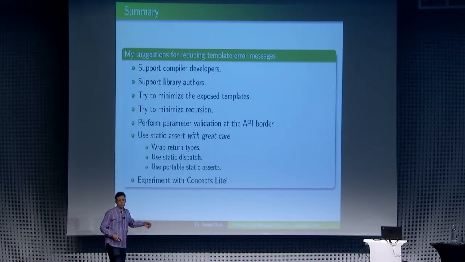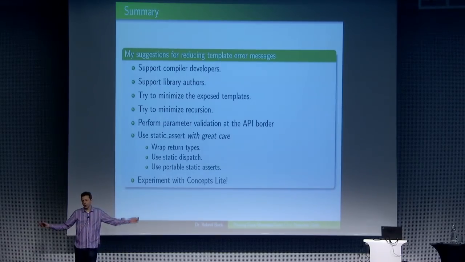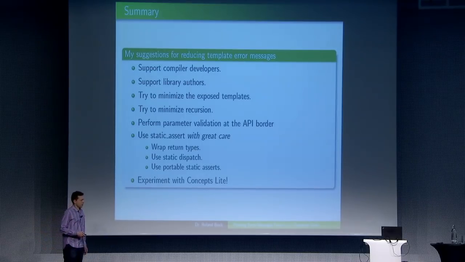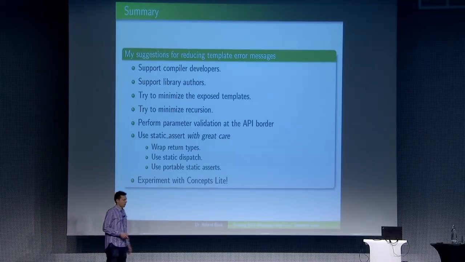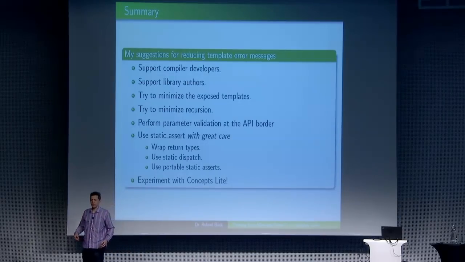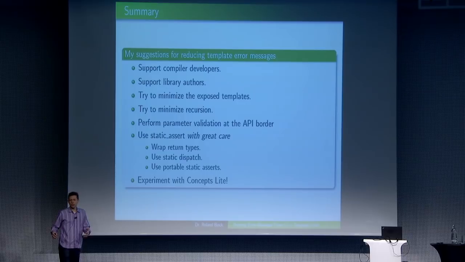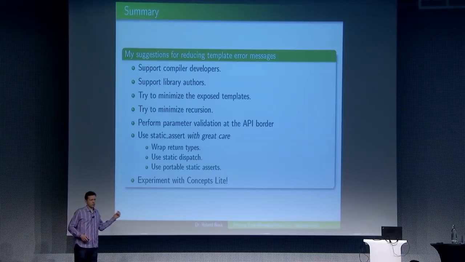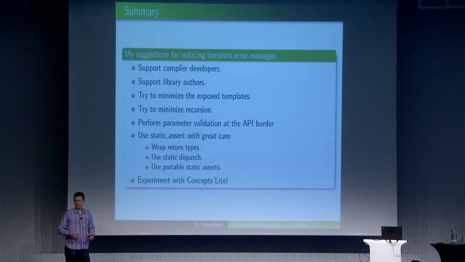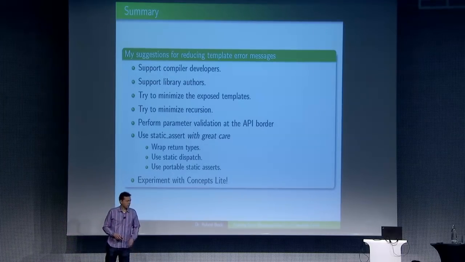Use static dispatch to prevent the compiler from just carrying on after you know it's wrong. And use these portable static asserts to not only give a generic message. I mean, if generic messages are what you need, then you don't have to use it. But if you think that your users could benefit from really specific messages, then I would use static assert in these classes that are used as containers for static asserts, and bring that type containing the static assert to the API border. And the last item is experiment with concepts lite.